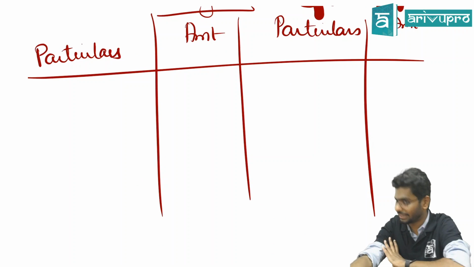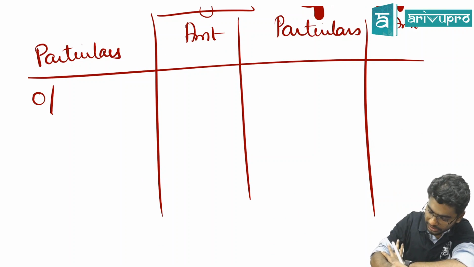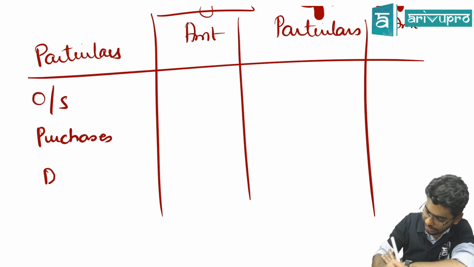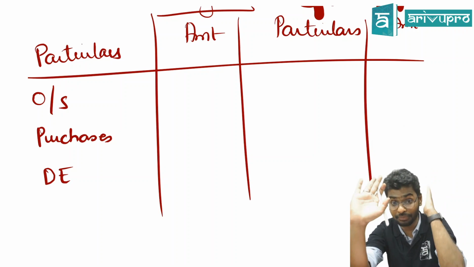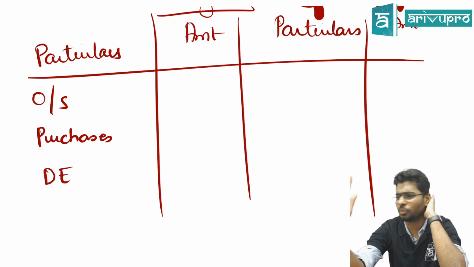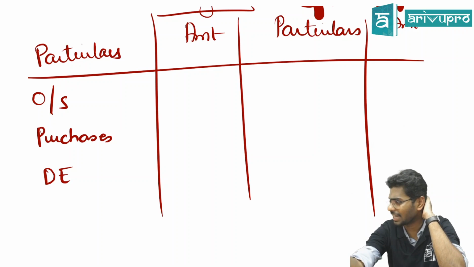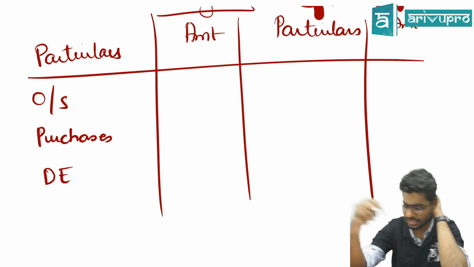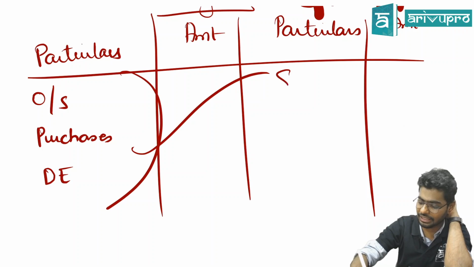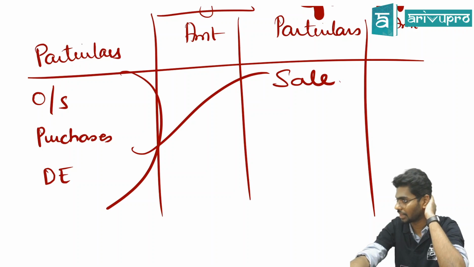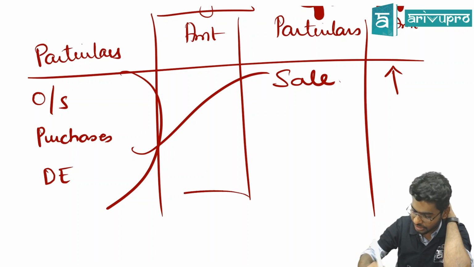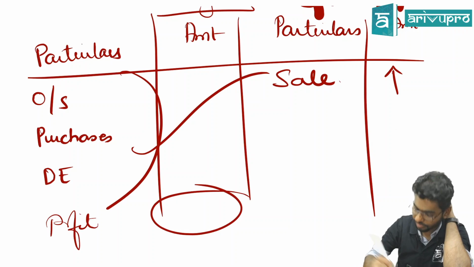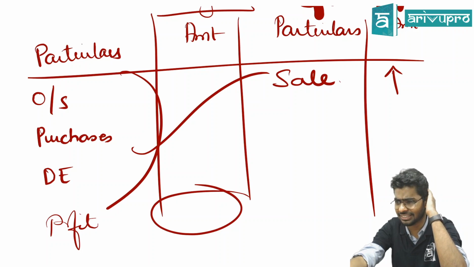Now, what do I write? See here. Opening stock, purchases, direct expenses on my debit side. What does it mean? Logically, let's try understanding. Boss, I already have goods. This year I purchased something and incurred some expenses. Against this, I am making a sale. Sale price will be higher than the cost price. The difference will be my profit. Logically, yes.